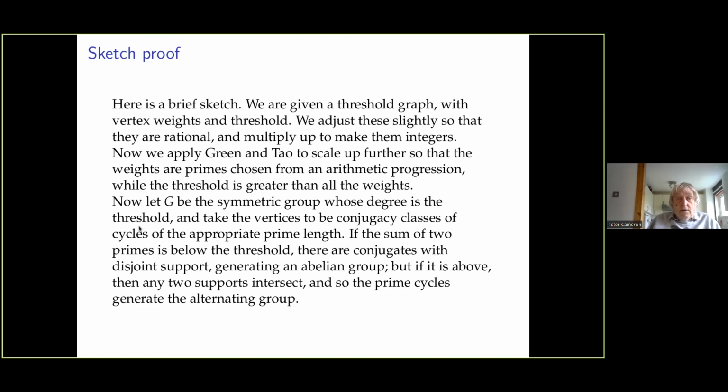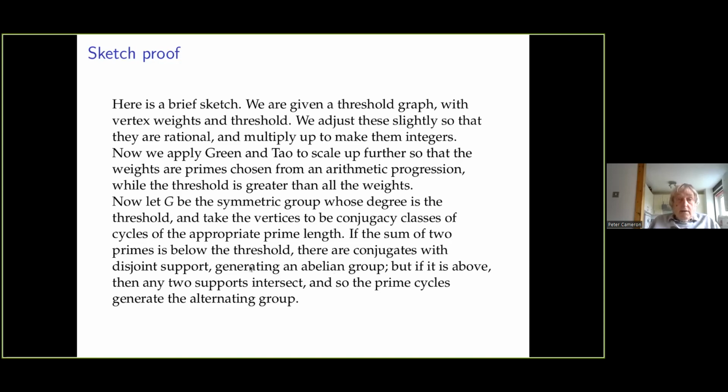So you can take the symmetric group whose degree is the threshold and take the vertices to be conjugacy classes of cycles of the appropriate prime length. Now, if the sum of two of those primes is below the threshold, you can find disjoint cycles. They will commute, and so they will generate an abelian group. If the sum of the weights is above the threshold, the supports will intersect, and the prime cycles will generate the alternating group on their support, which will not be soluble, because we're talking big primes here.